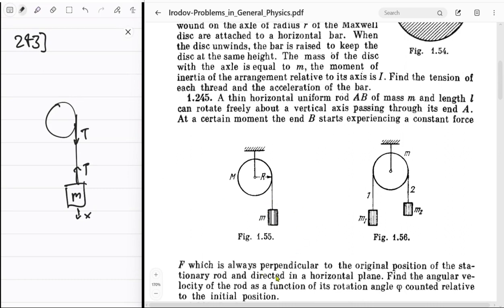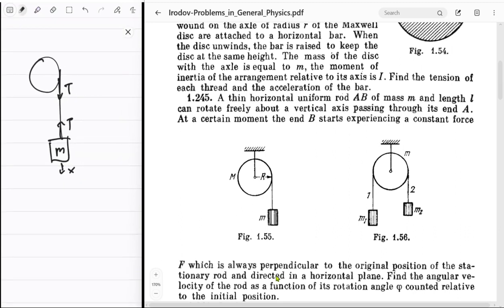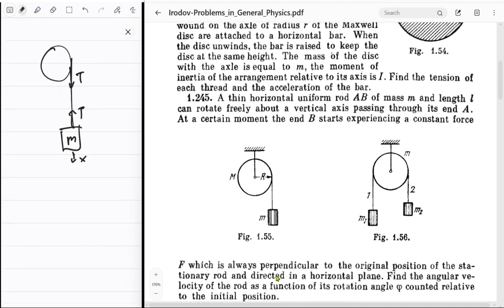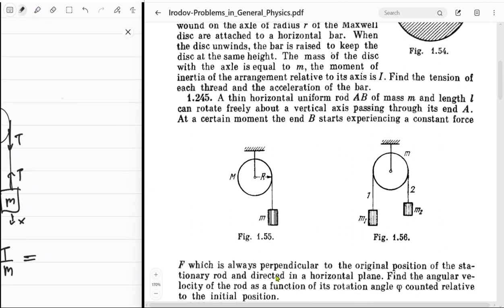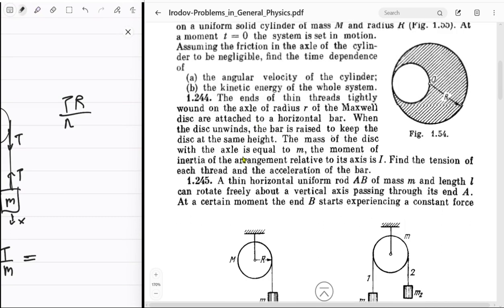But no, let's use kinematics instead. So what do you have? You've got g minus T upon m, that's this guy's acceleration. This is equal to the acceleration of the other, which is T times r upon the inertia. It's just a disk, I think. Is it a disk or is it a ring? What geometry?